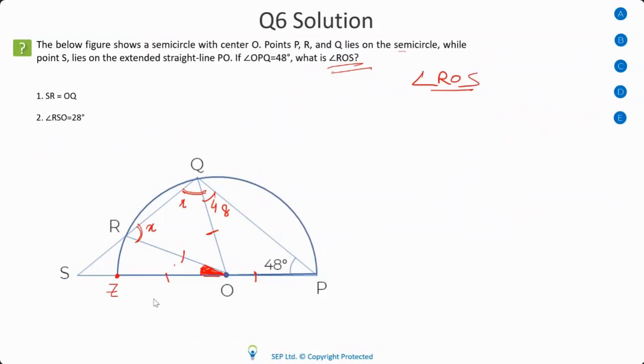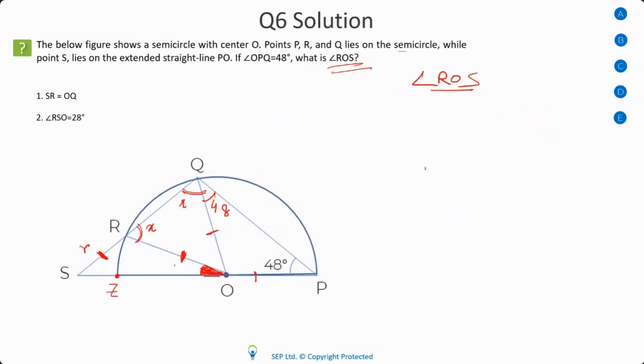So I'll move to the first statement. It's given that SR is equal to OQ. SR, this length, is equal to OQ. So notice this is the radius, right? These are all radiuses. If you get confused, you can even mark this. These are radiuses. I don't want to clutter it, so let me remove this R because this might confuse you.